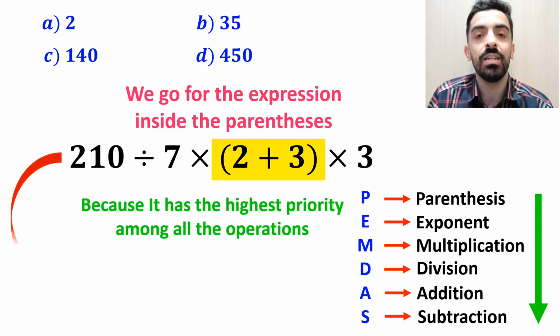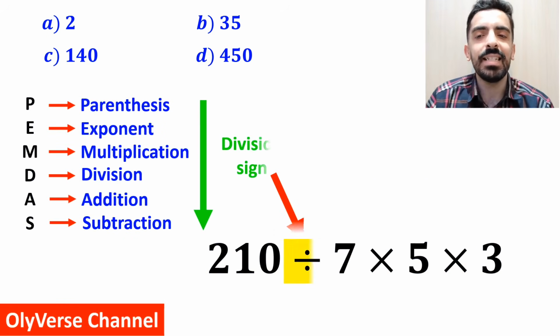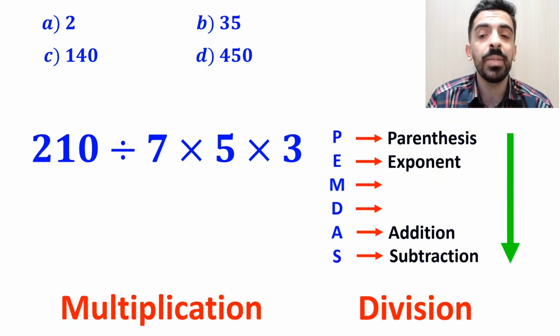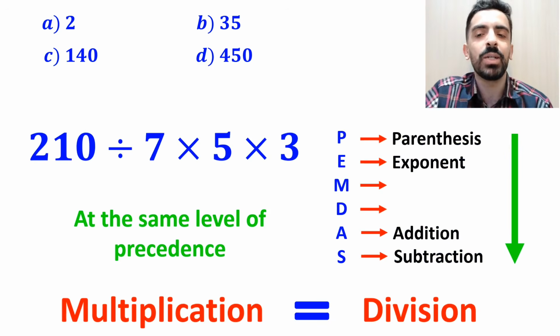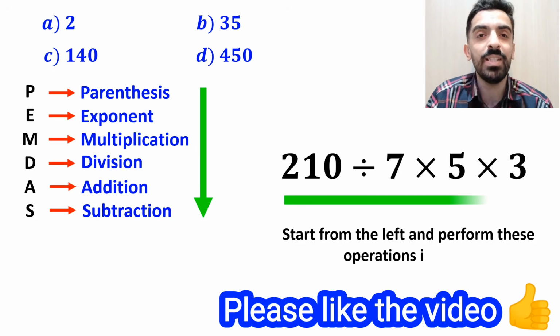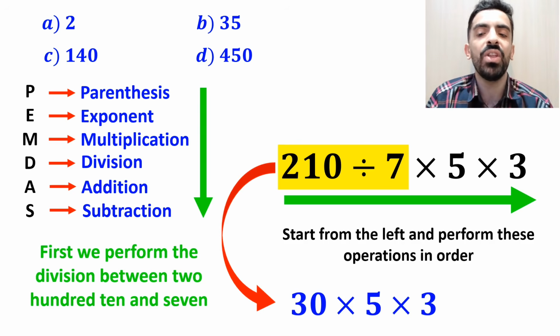all the operations. So, instead of this expression, we can write 210 divided by 7 multiplied by 5 and again multiplied by 3. Okay, as you can see in the image, in this expression, we have one division sign followed by two multiplication signs. We must pay close attention that multiplication and division are at the same level of precedence. In this situation, the best thing to do is to start from the left and perform these two operations in order. So, first we perform the division between 210 and 7, which simplifies this expression to 30 multiplied by 5 and again multiplied by 3.